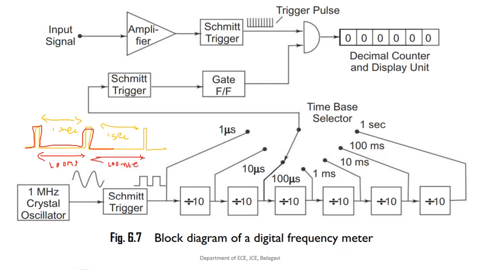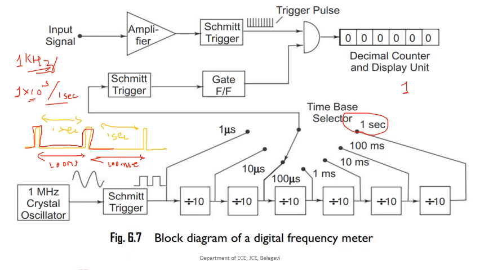So by changing the duration, you can measure a frequency of higher magnitude. Let us say you have a 1 kilohertz signal that you want to measure. 1 kilohertz means you will have around 1 into 10 raised to 3 pulses in 1 second. If your time base selector is connected to 1 second, instead of doing that, you can count like this.